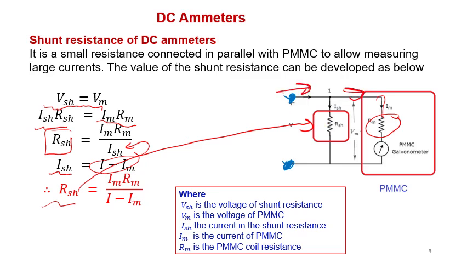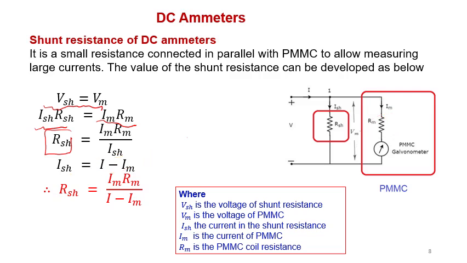So that's how we can evaluate the value of the shunt resistance to get the ammeter to measure the value we like. Let me give you some idea about the parameters of the equation. R shunt is the resistance which we will connect in parallel with the PMMC to measure higher current. Im is the current limit of the PMMC, meaning the maximum current that can be measured by the PMMC. Rm is the resistance of the PMMC.